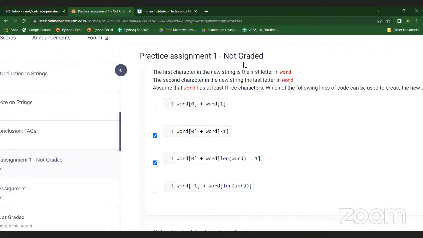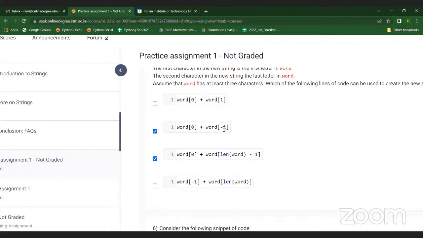And what about the third, sir? Third, this word of minus 1 is nothing but word of length of word minus 1, right? The index of the last character is 1 less than the length of the string. So the index of the last character is length of word minus 1, right? Yes, thank you, sir.